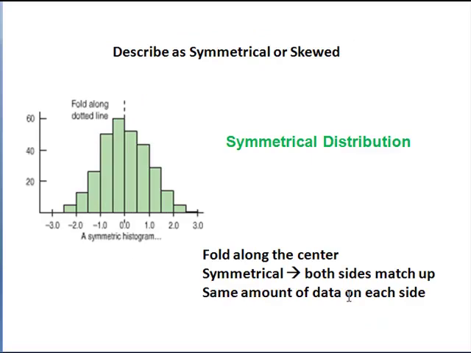A second important feature of a histogram or stem and leaf display is whether it is symmetrical or skewed. This slide displays a histogram that is roughly symmetrical. If we fold along the center, that is along the peak, both sides match up pretty well area-wise. It has approximately the same shape on the left and the right of the center line.